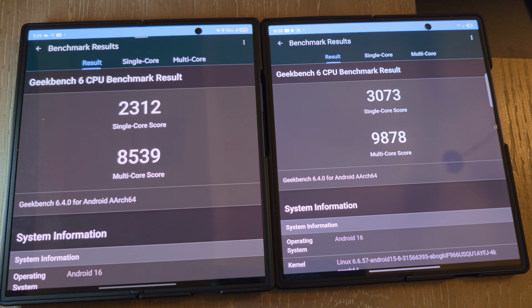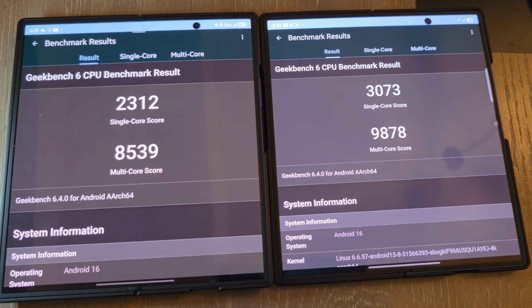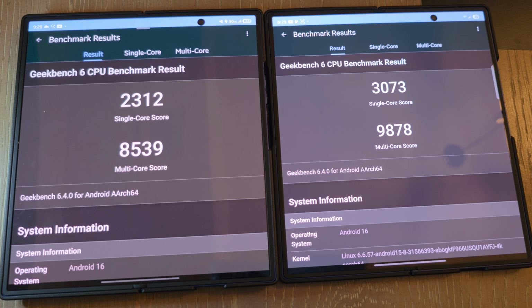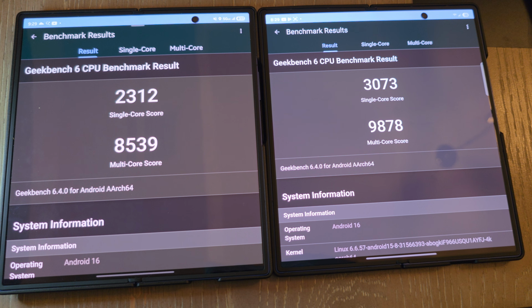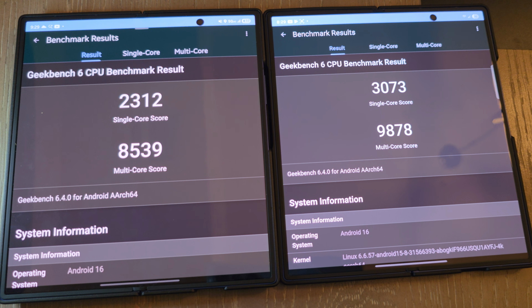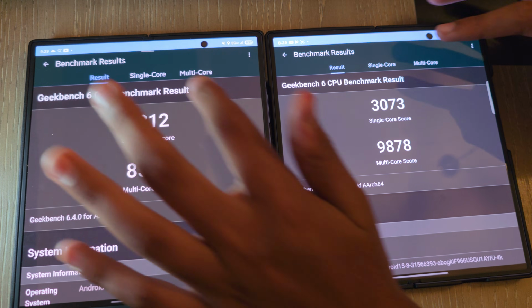There is a significant difference here. 2312 for single core score on the left, which is the 12 gigs, 16 gigs on the right, 3073. As you can see, 8539 and 9878. Now let's go ahead and touch the single core and see if that's gonna change.